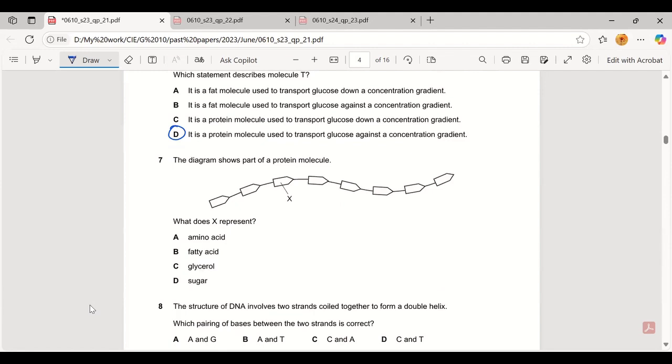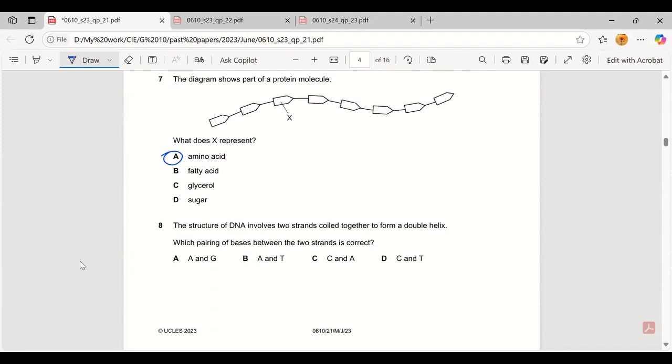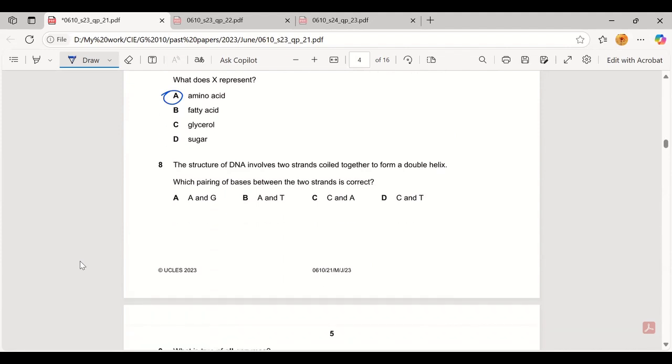The diagram shows part of a protein molecule. What does X represent? Sajim. Amino acid. Amino acid, yes. The structure of DNA involves two strands coiled together to form a double helix. Which pairing of bases between the two strands is correct? Maram. B. B, yes.